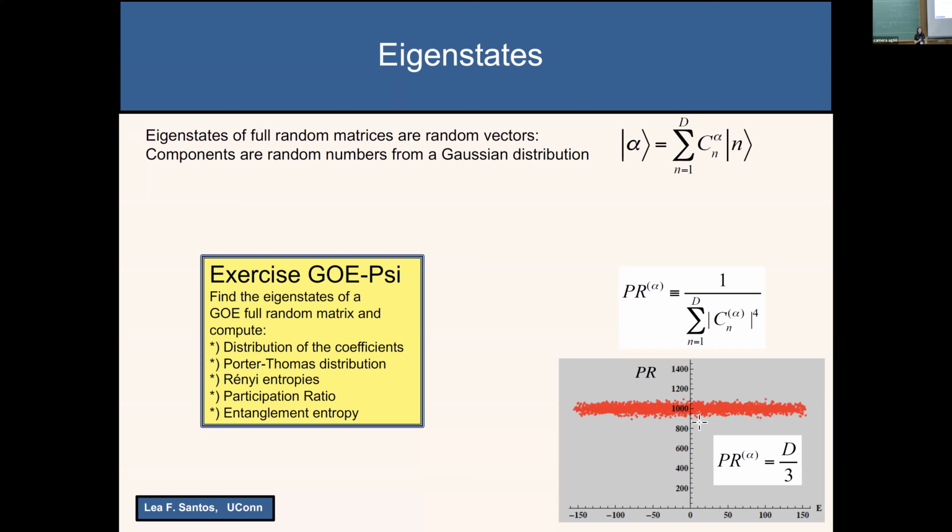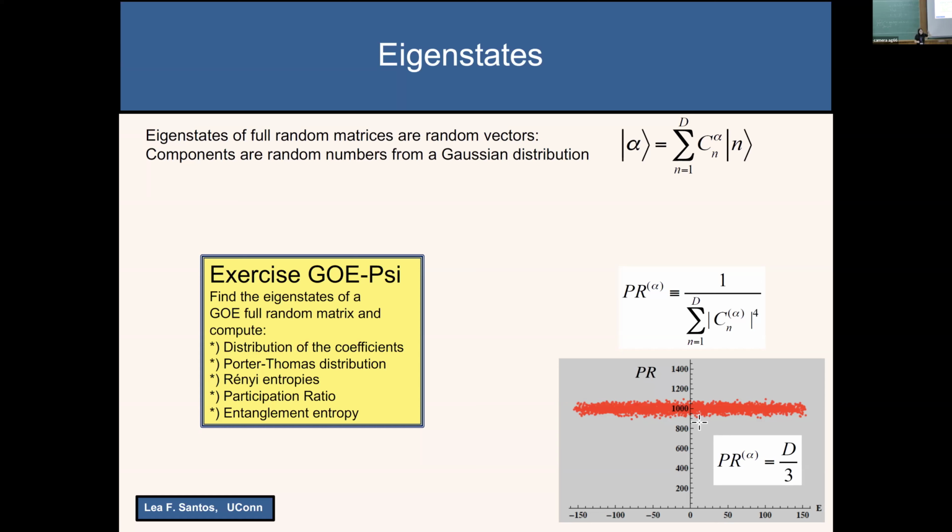Yeah, good. So what I did there is I have a matrix of size 3,000. I diagonalize it, so now I have 3,000 eigenstates. All of them, as I said, are just random vectors. Then I pick each one and compute that participation ratio, so I get a number. And I told you that this number should be close to the dimension divided by 3. So in our case, it should be close to 1,000.